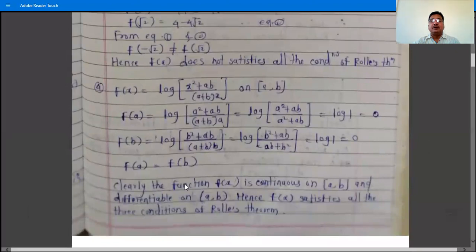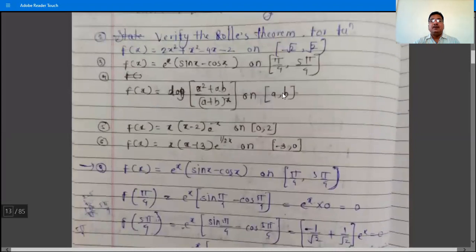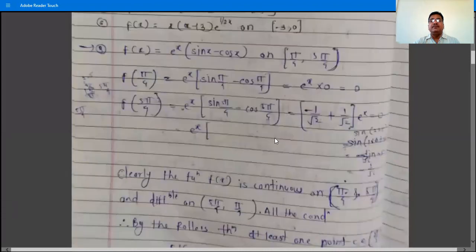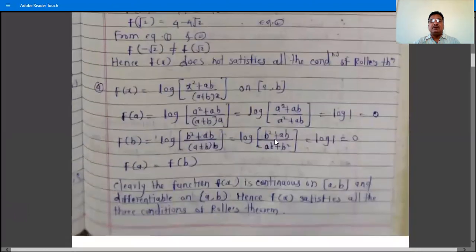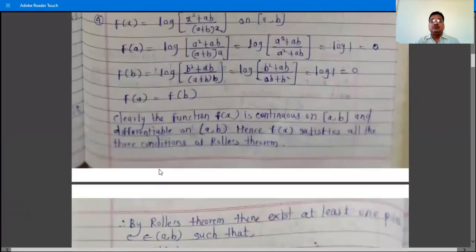Then the answer of the fourth problem. In this fourth problem, the interval is the closed interval a b, that is, find f of a and f of b, and both are the same. f of a and f of b both are log 1, that is 0, both the values are 0.